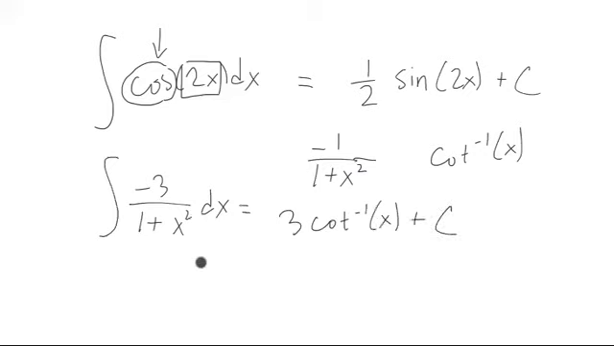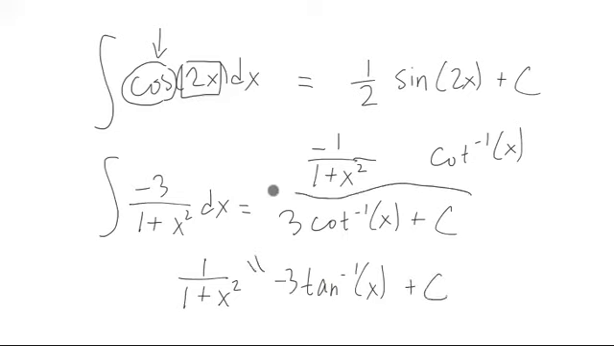However, we could have also noticed that 1 over 1 plus x squared is the derivative of tangent inverse. So we could have said the antiderivative of this is simply tangent inverse multiplied by -3, just as you would multiply this by -3 here. Both of these are correct.